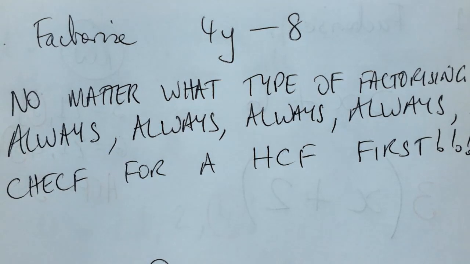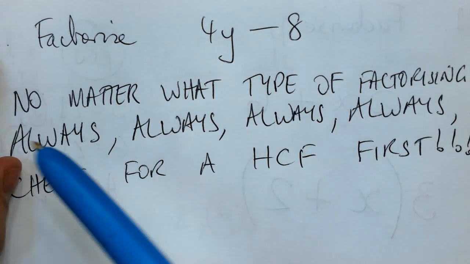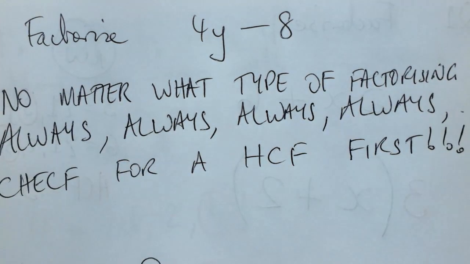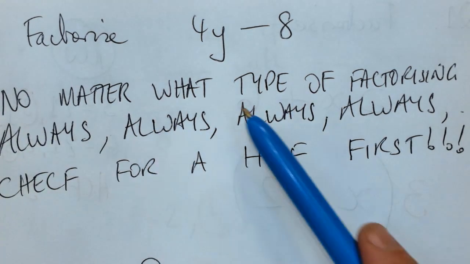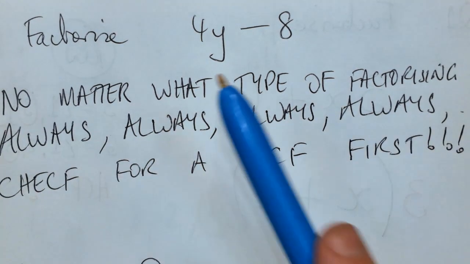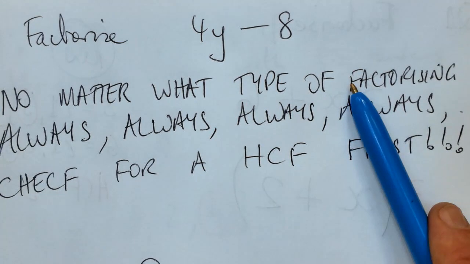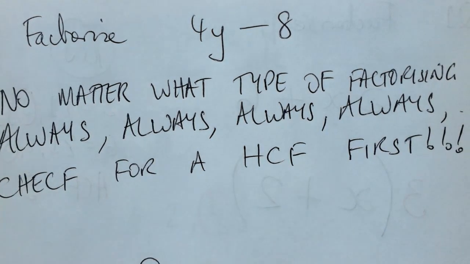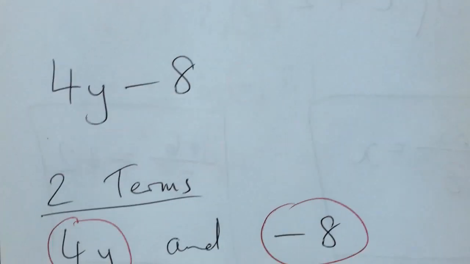Okay, so factorising 4y minus 8 here. I should point this out to you: no matter what type of factorising you do, you always check for a highest common factor first. That's what you've been doing anyway in these questions, but going forward, no matter what type of factorising you do, you always check for a highest common factor first. Okay? So, 4y minus 8.